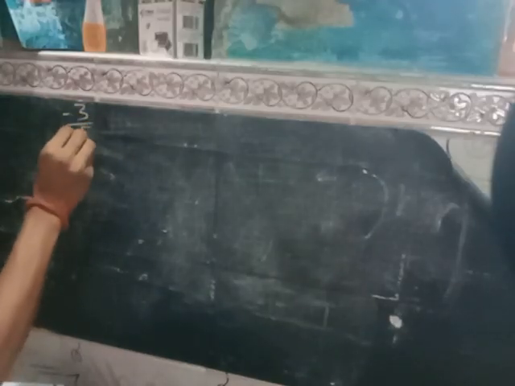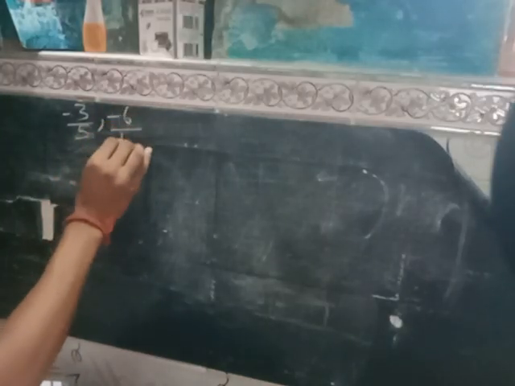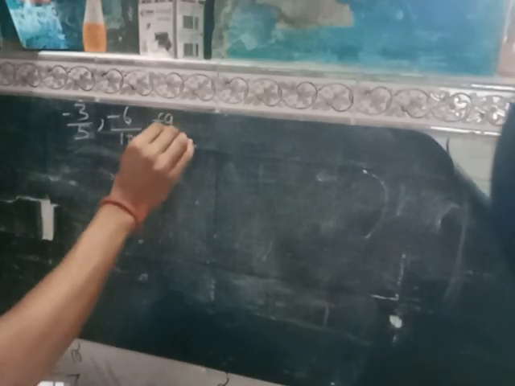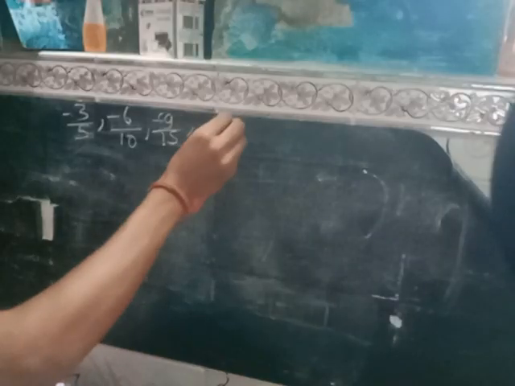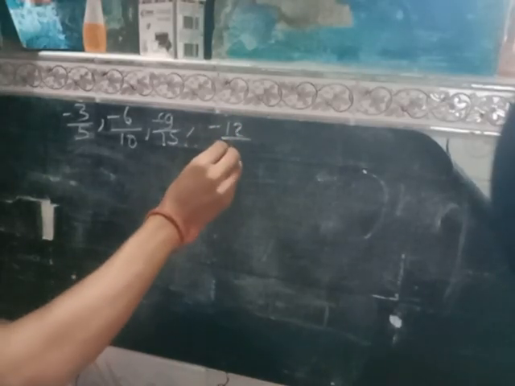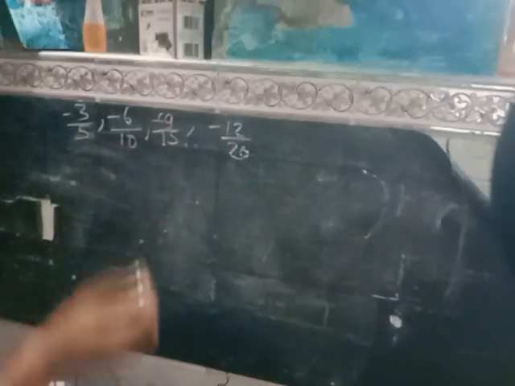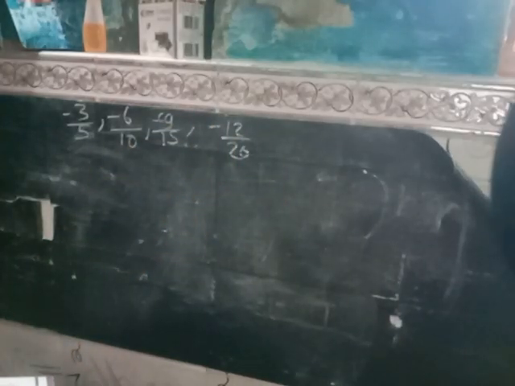So there I take a question like this: minus 3 by 5, minus 6 by 10, minus 9 by 15, minus 12 by 20. In this question it takes me so much time to understand, that's why I take this question. They tell us to understand the pattern of these rational numbers and write 4 more rational numbers.